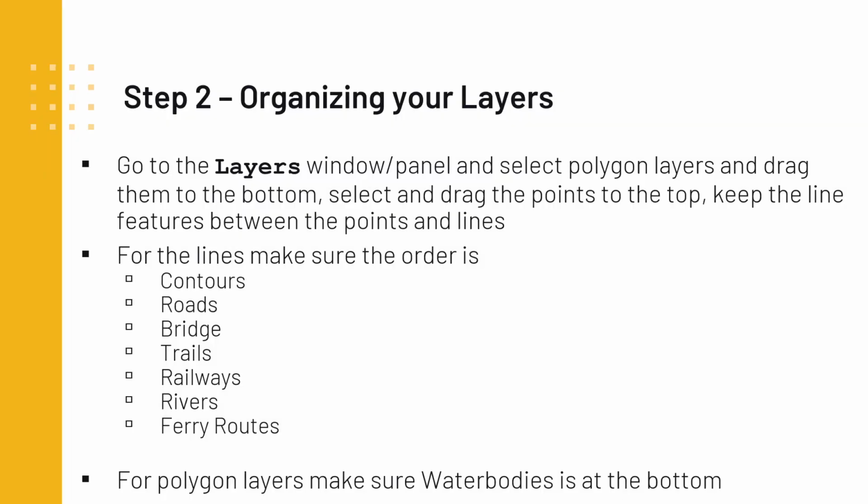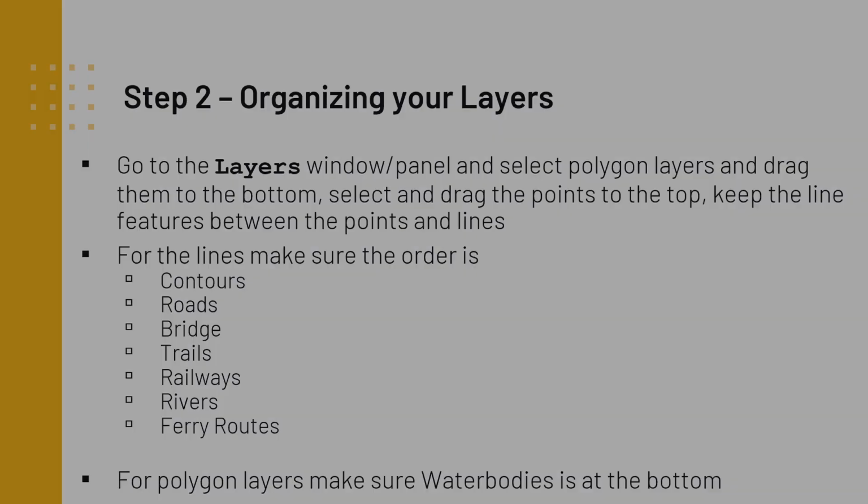So to start organizing your layers, go to the Layers window or panel on the left side of your page, select the polygon layers and drag them to the bottom. Then select the point layers and drag them to the top. This is going to mean that the line features are in the middle. Okay. For the line features, make sure the order is as follows: contours at the top, followed by the roads, bridge, trails, railways, rivers, and ferry routes. For the polygon layers, make sure the water bodies is at the very bottom of your layers.